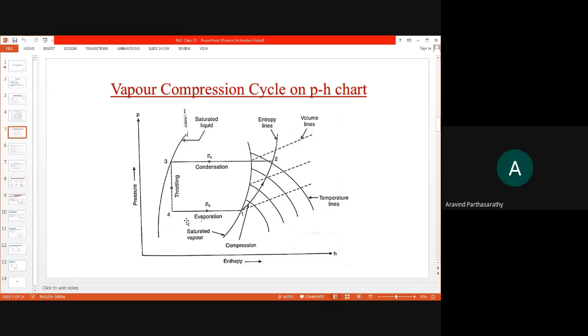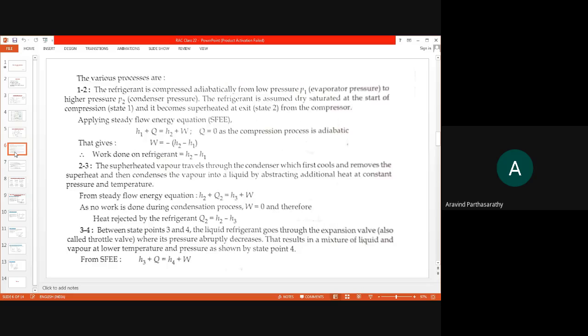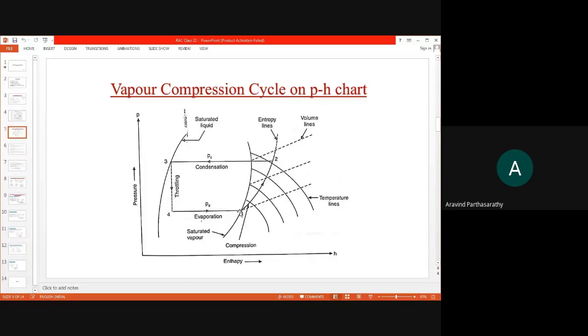Okay, so generally I'm going to tell you about each and every process. So the 1 to 2 process. What is the 1 to 2 process? You can see in the diagram the 1 to 2 process is an isentropic compression. So in the 1 to 2 process, the isentropic compression happens.